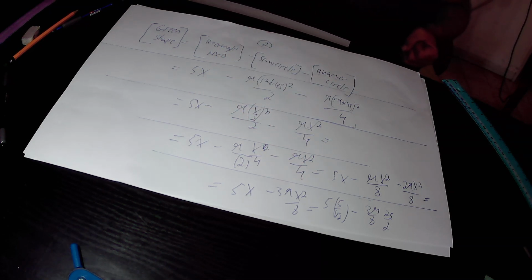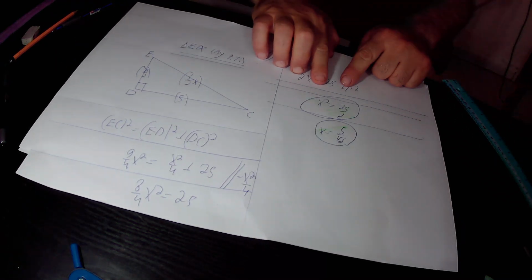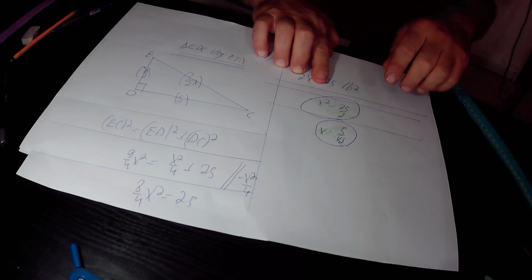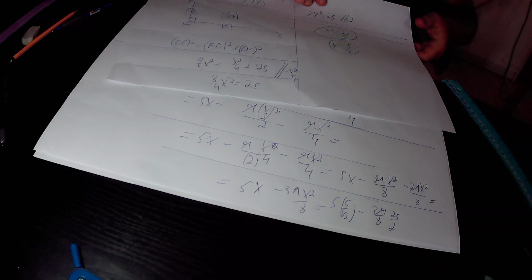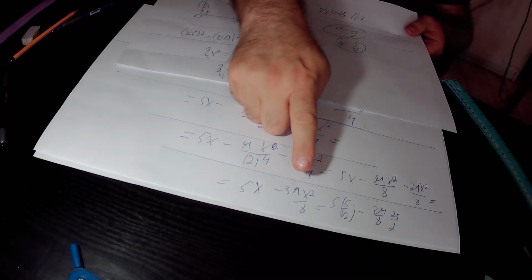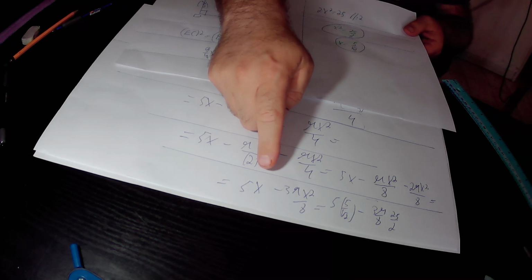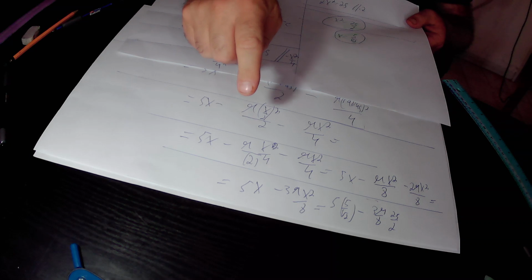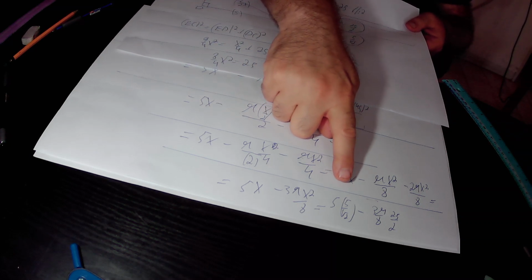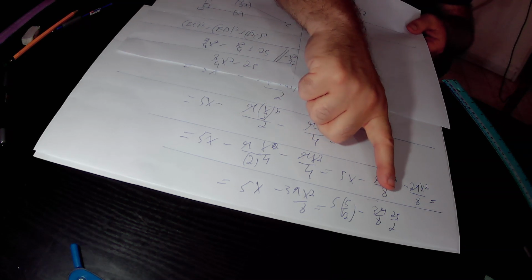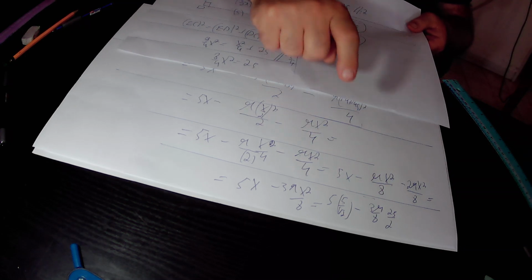But we have already found out that x squared equals 25 over 2 and x equals 5 over square root of 2. Therefore, we can substitute x squared by 25 over 2 and x by 5 over square root of 2. We should find out the area of the green shape in total equals 5x, and x is 5 over square root of 2, minus 3 pi over 8 times x squared, and x squared is 25 over 2.